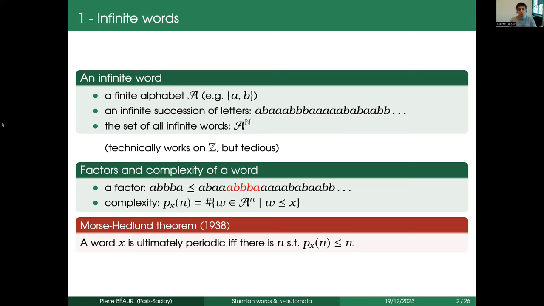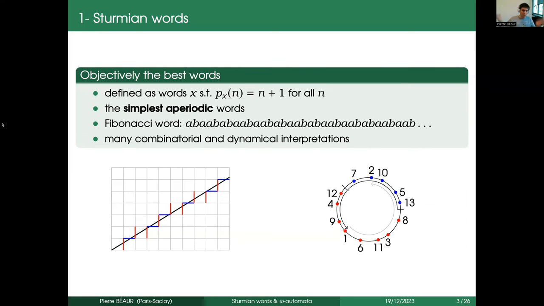And why do we do this? Because there's a celebrated result from combinatorics on words, the Morse-Hedlund theorem, which states that an infinite word is ultimately periodic if and only if at one point, its complexity function is lesser than or equal to n. So this defines a kind of border in what behaviors are possible for the complexity function. And this has led to a natural question, which is: is there something just beyond this border? And the answer is yes, Sturmian words.